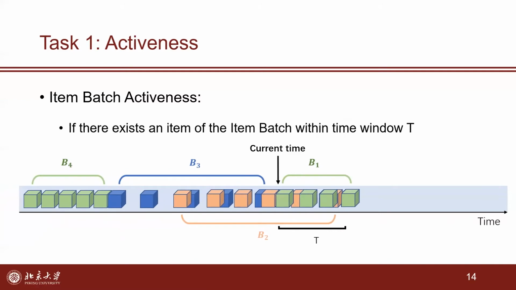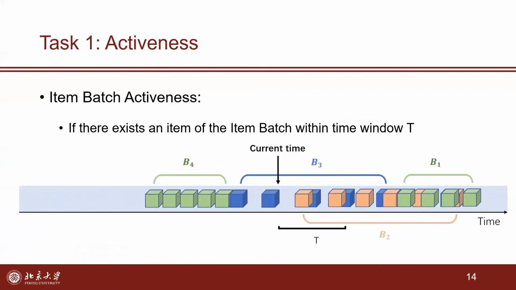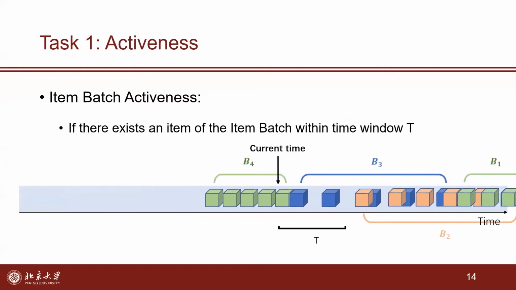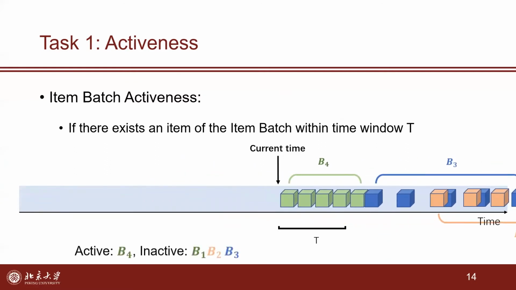For example, at this current time, there are yellow and green items within time window T, so we call item batches B1 and B2 active. At this time, there are blue and yellow items within time window T, and item batch B1 has gone inactive. And finally, at this time, only item batch B4 is active, as item batches B1, 2, 3 have gone inactive.